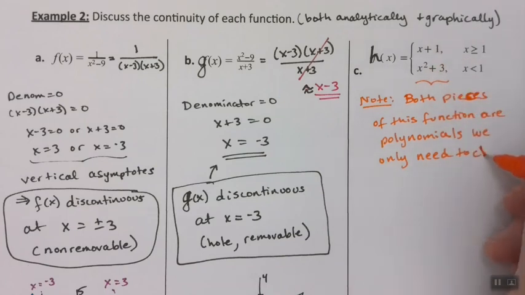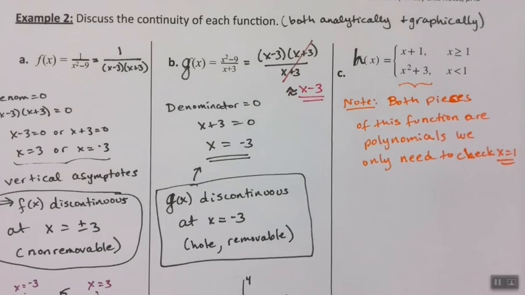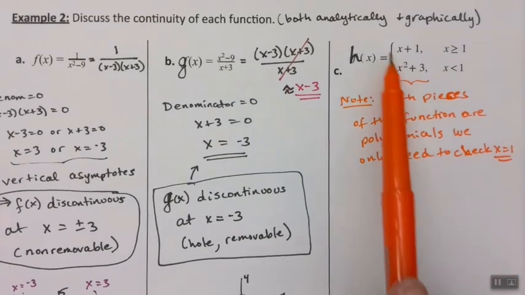Need to check x equals 1, right? Because that's the break point between these two graphs, or between these two pieces of this graph.